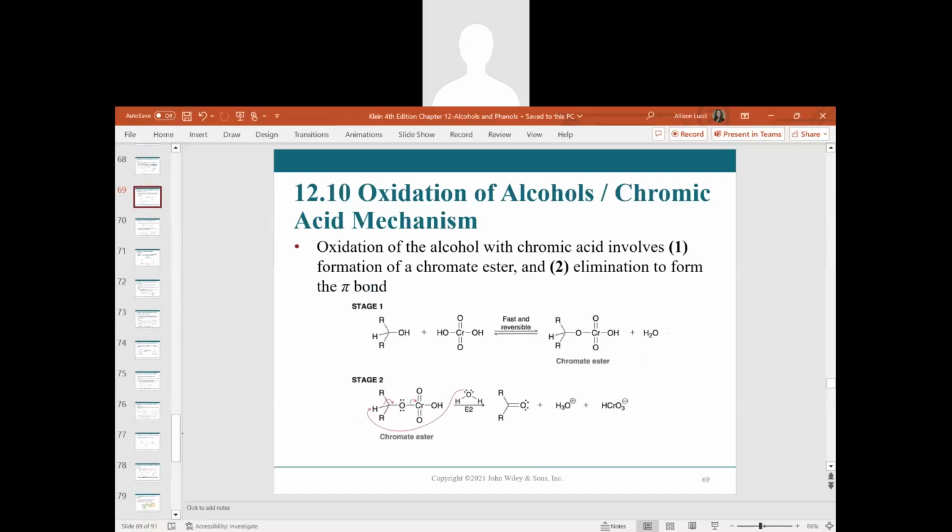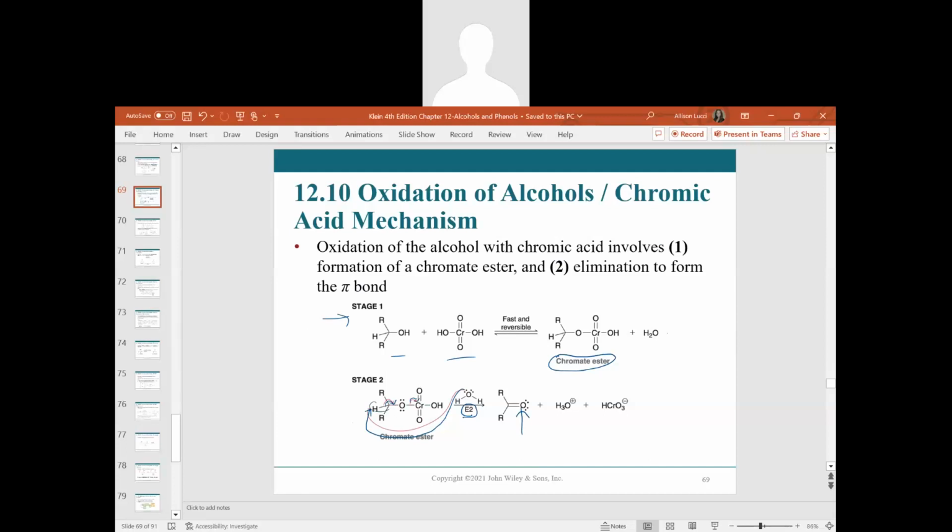So we see this oxidation of an alcohol with chromic acid involves two different steps here. In stage one, we have our alcohol and our chromic acid, and this forms what's called a chromate ester here. And this chromate ester, we can see, undergoes an E2 process here. We have our water acting as a base to perform this proton transfer. And then we have these electrons moving in, these electrons moving over here. So that's what forms this carbonyl in our ketone here.